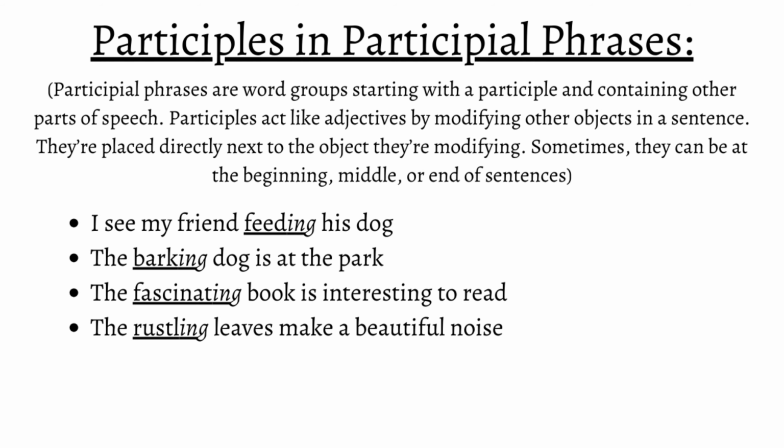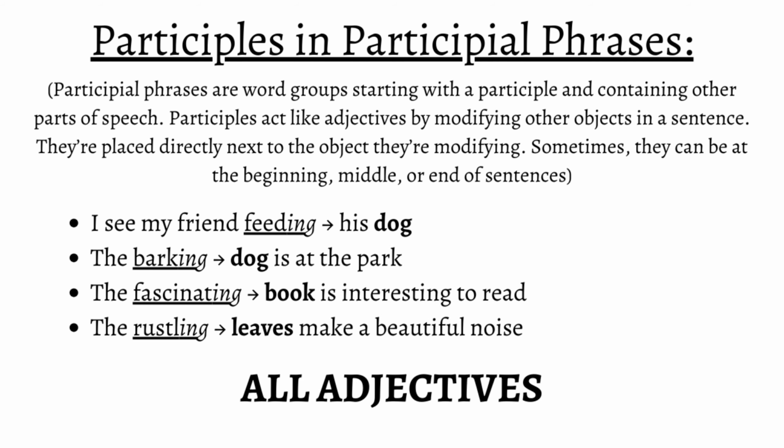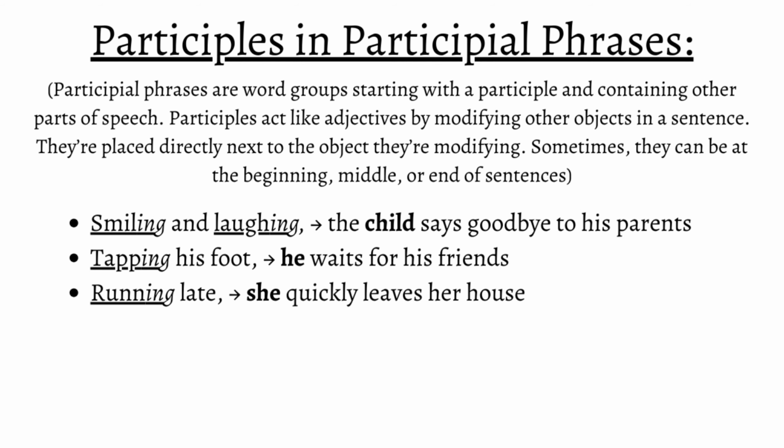Here are participial phrases. I see my friend feeding his dog. The barking dog is at the park. The fascinating book is interesting to read. The rustling leaves make a beautiful noise. All of these phrases have a participle with ing, showing that they're all adjectives because they describe the nouns in front of them. Other participial phrases can also be placed at the beginning, but they need a comma to be separated from the main clause.